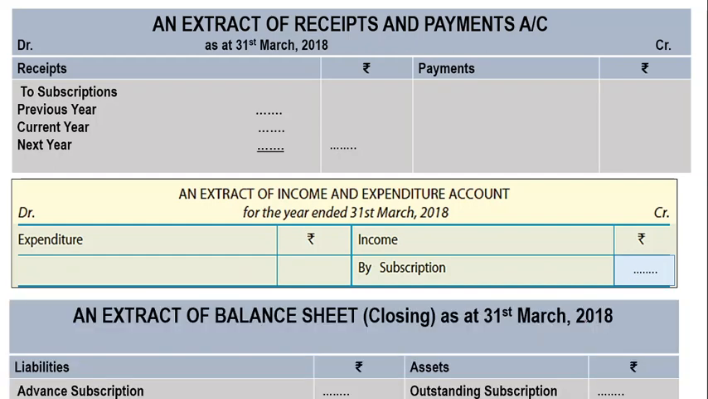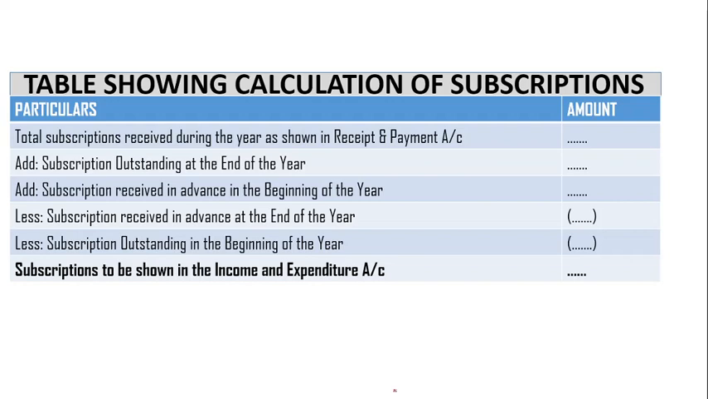Same way in the balance sheet, what you have: assets, outstanding subscription of this particular year, the year which is given. Outstanding subscription is the amount which is accrued, the amount which is supposed to be received by the firm, therefore it is an asset. Advance subscription on the other hand is a liability because this is due. Here the services are still due, you have received the money but the services are due, so it becomes your liability.